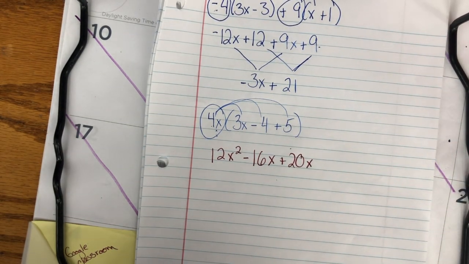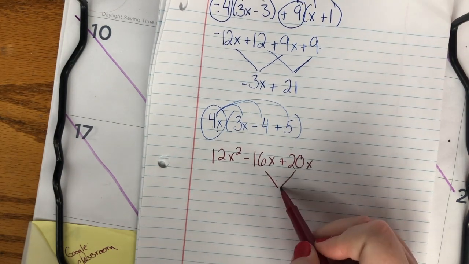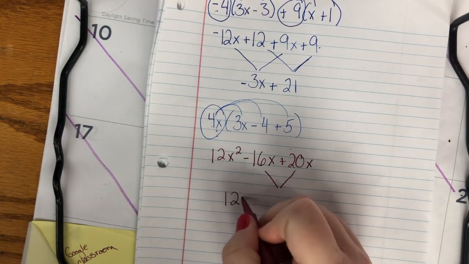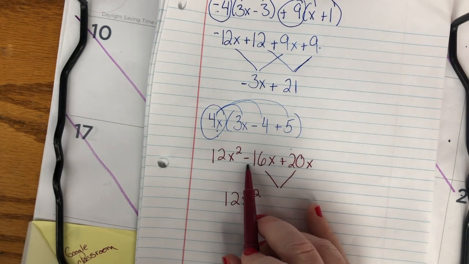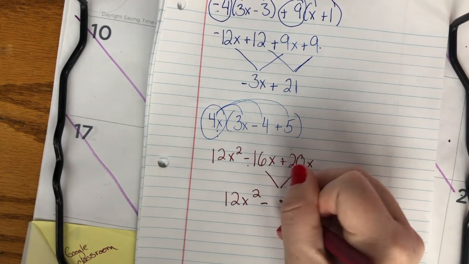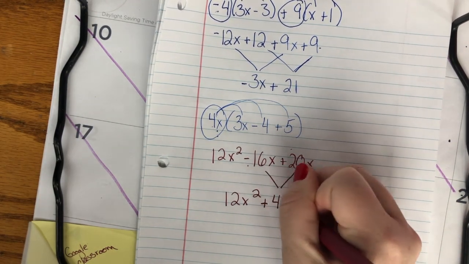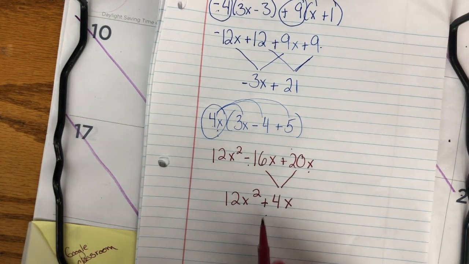At this point, I have to combine like terms. So this and this are like. So now I have 12x squared. Now, I have a -16x and a +20x. I'm going to subtract. That's going to give me a +4x because 20 is larger. So that's why it's positive.